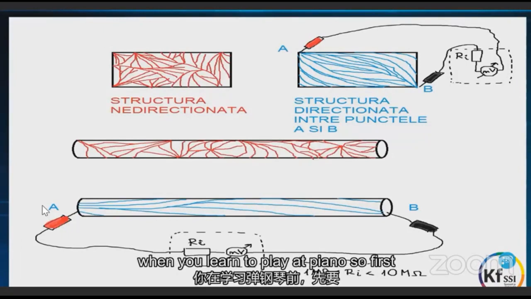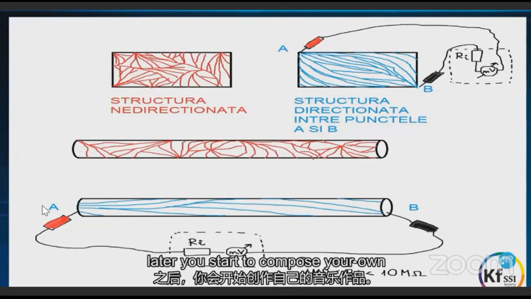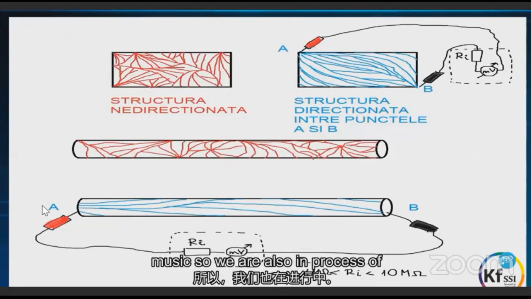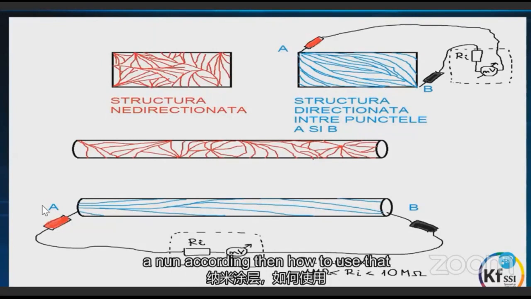It's like when you learn to play a piano. First you learn musical scales, later you learn harmonies, and later you start to play melodies, and later you start to compose your own music. So here also, in the process of learning, we keep a similar gradient. First you learn how to make a nanocoating, then how to use that nanocoating, and later you go on to create your own symphonies with your richer knowledge.